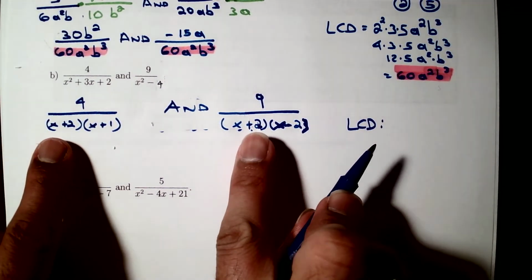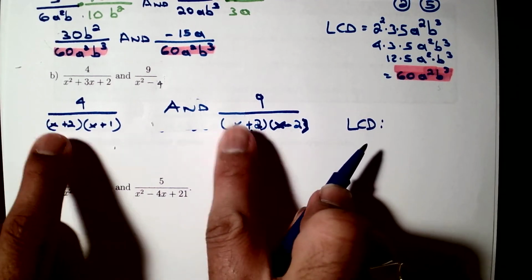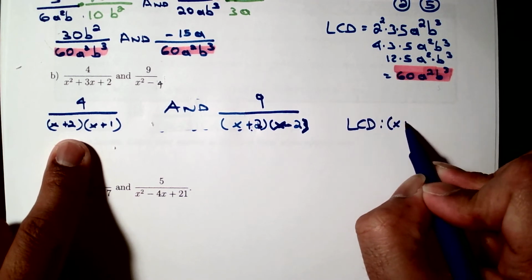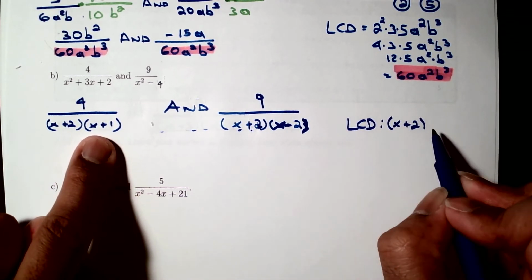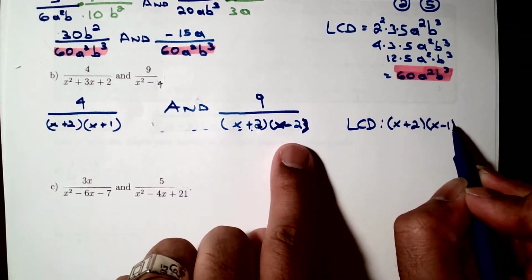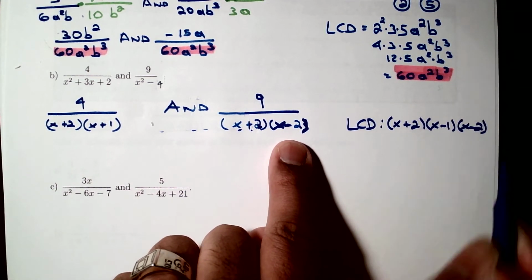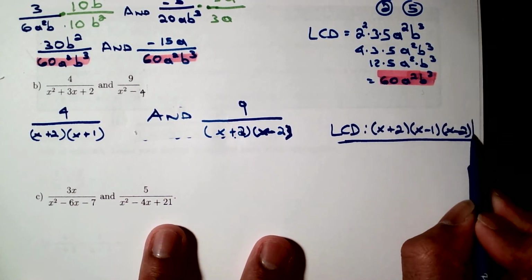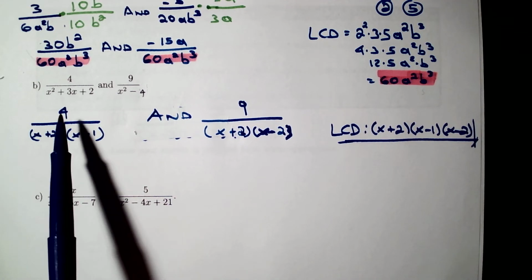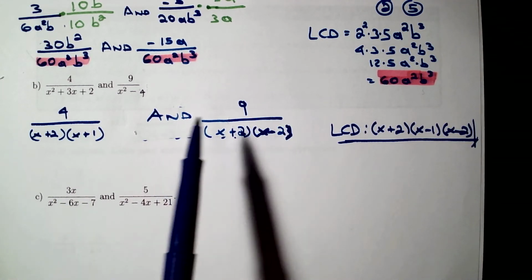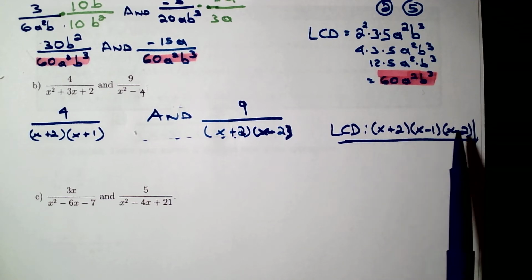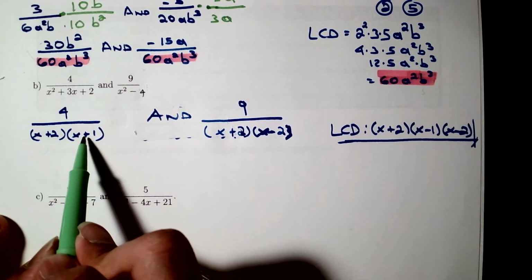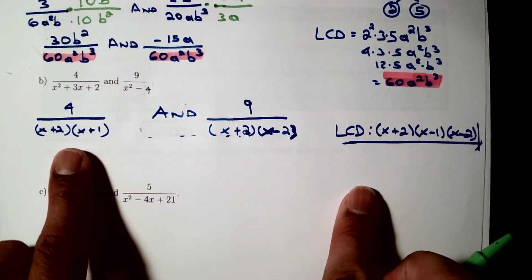So the LCD will be the product of the distinct factors. In this case, I have an x plus 2, and then I have an x minus 1, and then an x minus 2. Those are the distinct factors. So that's the LCD. Our goal is to rewrite these two expressions in a way that they have this denominator, which is the common denominator.